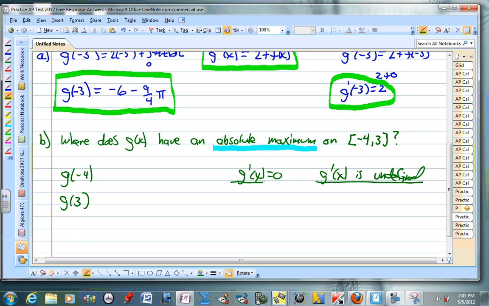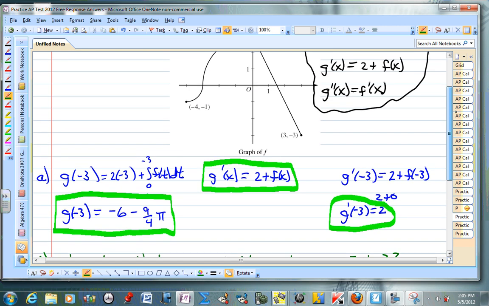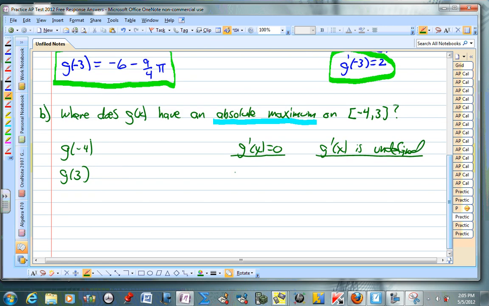So let's go to work. G prime of x, we said, was really 2 plus f of x. So when does 2 plus f of x equal 0? We're going to come up to that one in a minute. And when is this undefined? Well, never. F is defined everywhere in this interval, so 2 plus f will be defined everywhere in this interval as well.